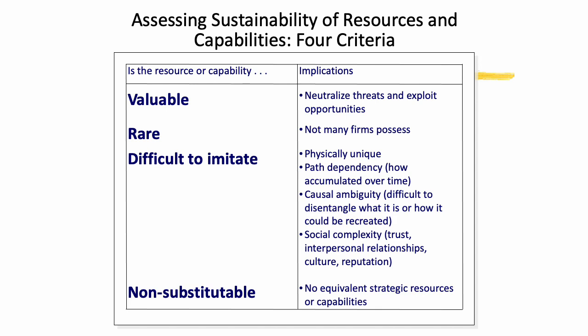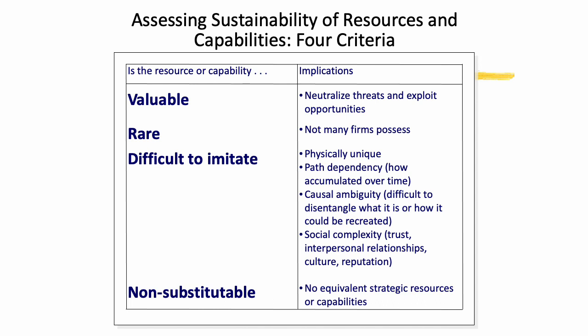If you can answer that, yes, it's valuable and it's rare, and then also difficult to imitate or non-substitutable, then now we're looking at resources that may fall into some type of competitive advantage. So either a temporary competitive advantage, where if they could easily imitate it or substitute it, it may be temporary for a short period of time before somebody else can do it. Or if it matches all four of these, then it could be a sustainable competitive advantage that we would have in place.